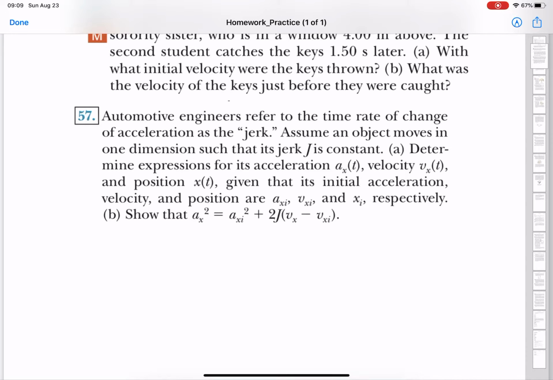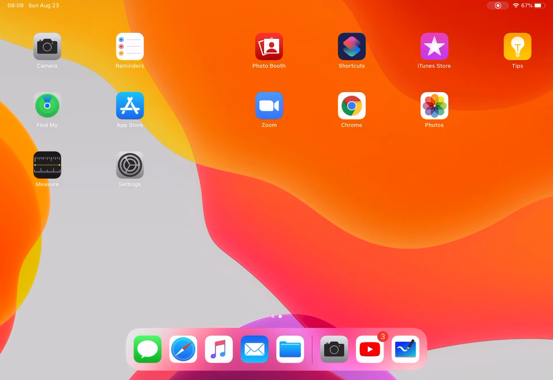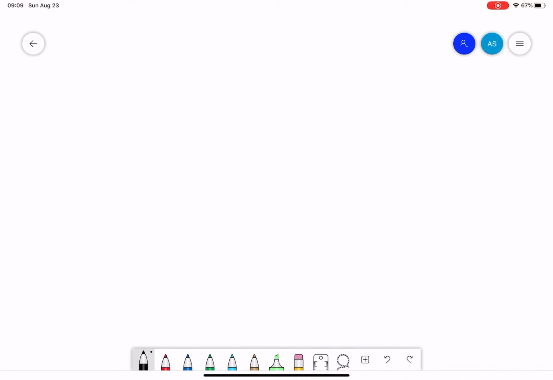In part A, we have to determine expressions for its acceleration ax(t), velocity vx, and position x, given its initial acceleration, velocity, and position: ax initial, vx initial, and x initial respectively. So let's write down that the rate at which acceleration is changing, which we call dAx over dt, is the jerk.